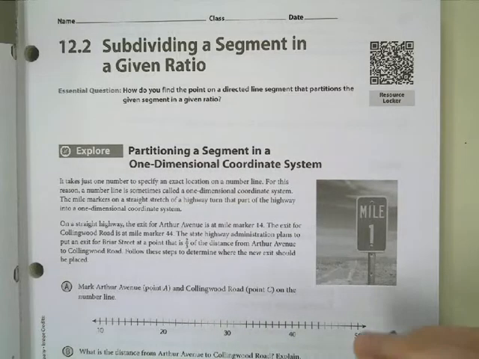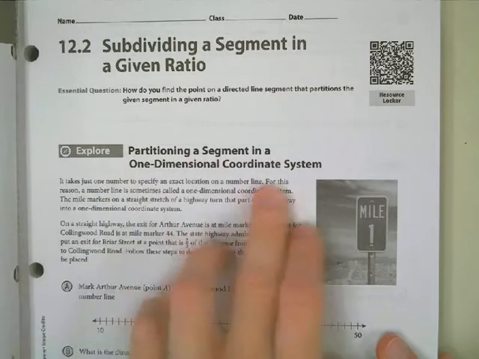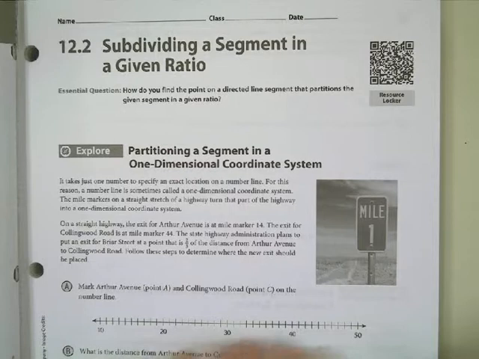And we're going to break that segment into parts that are in a given ratio. For example, we might break it into a ratio of 1 part to 1 part, or 2 parts over here and 1 part over here. So that's what we're going to be doing, breaking up a segment into ratios, into equal pieces in a way. First we're going to look at one dimension, just like a number line, and try to break up a segment using a number line.